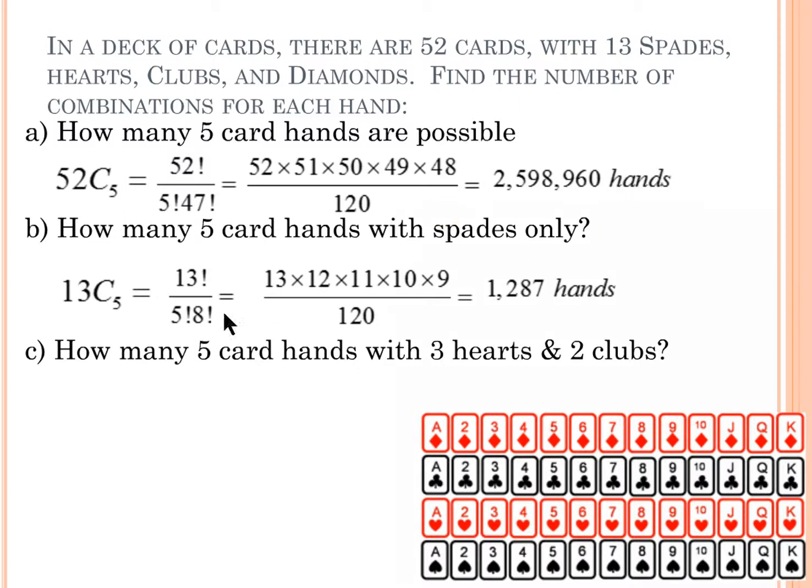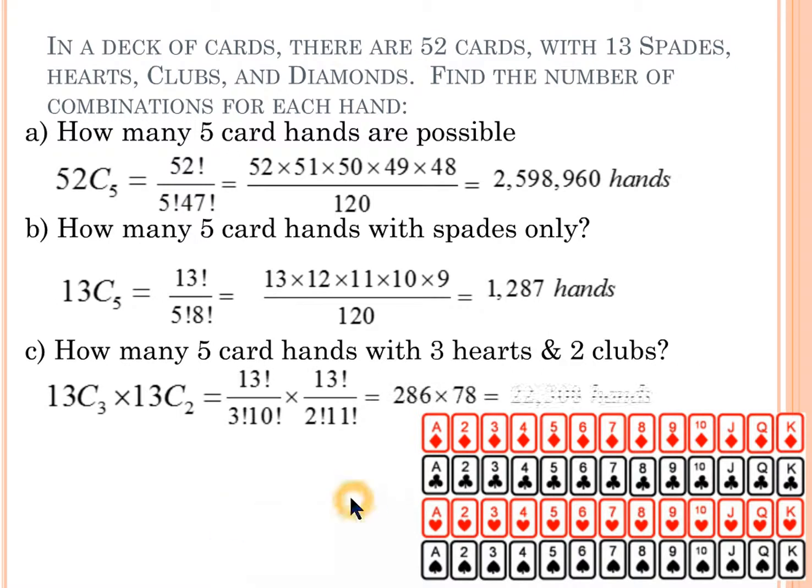All right, question number C. How many 5-card hands with 3 hearts and 2 clubs can I have? Well, let's look at the hearts here. I have 13 different hearts, and I want 3 of them. And for clubs, there's 13 clubs as well, and I want 2 of those. So 13 hearts, choose 3, times 13, choose 2 clubs. And that's going to give me a total of 22,308 different hands.